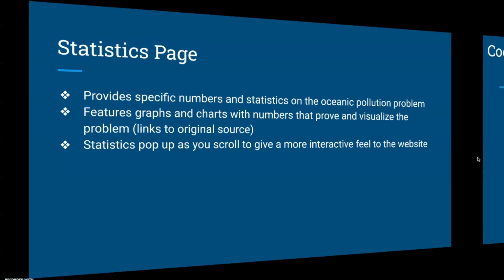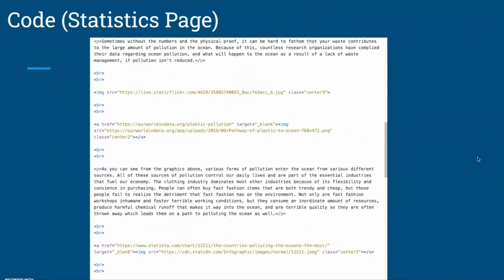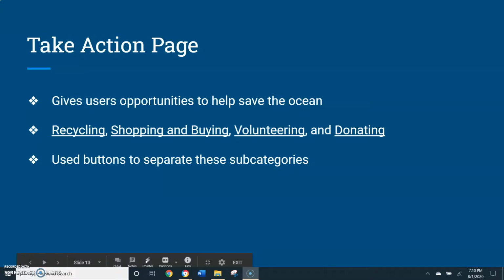To make this page more interactive, we included pictures that would fade in when the user scrolled past it. This is the code for this page. We mainly used HTML on this page. We used HTML text statements for the text and information, and CSS for the formatting of the pictures and making the fade.